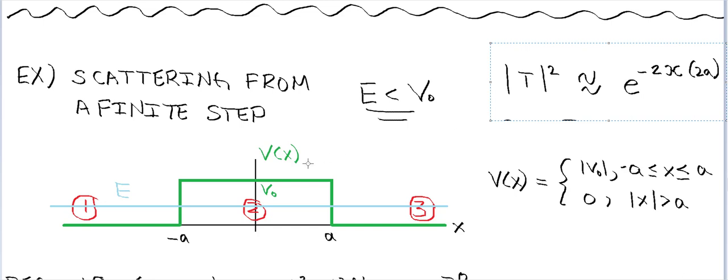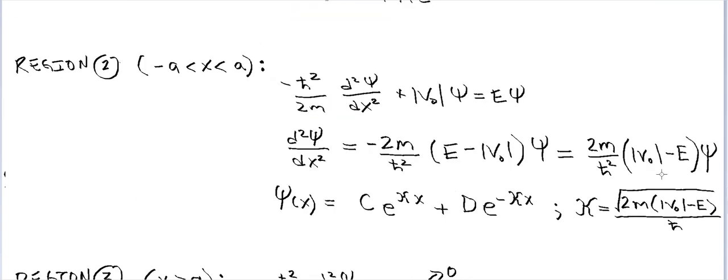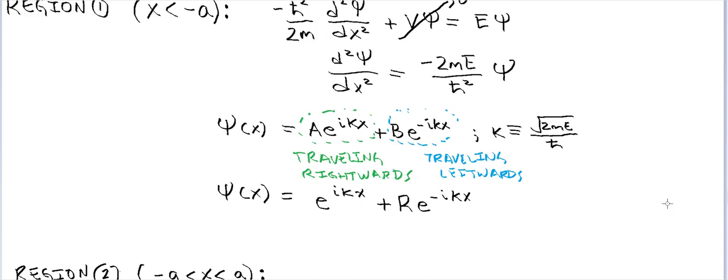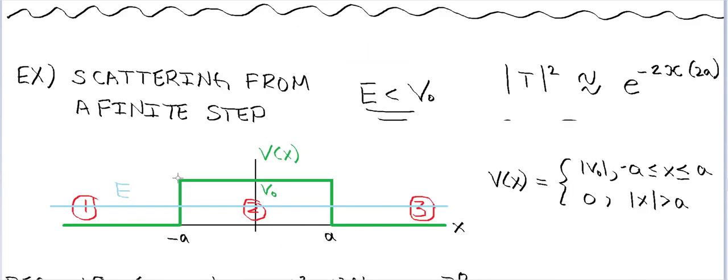Let's put this up here. What this means is there's some probability of transmission, right? Note that it's an exponential decay, right? It's decaying as far as kappa goes, right? And remember, kappa is in some sense related to how much bigger V naught is than E, right? So if V naught is way bigger than E, kappa is big, right?